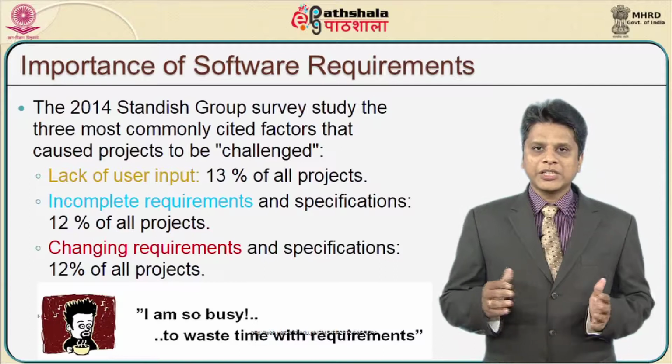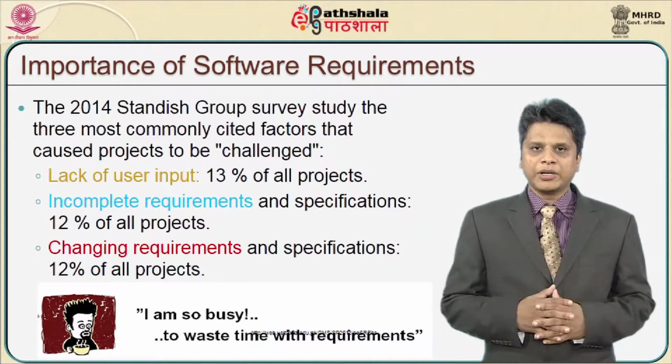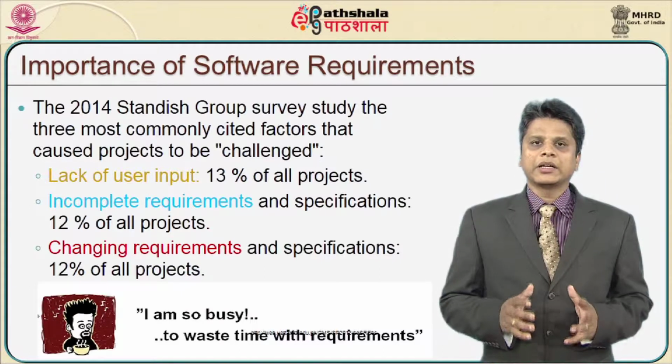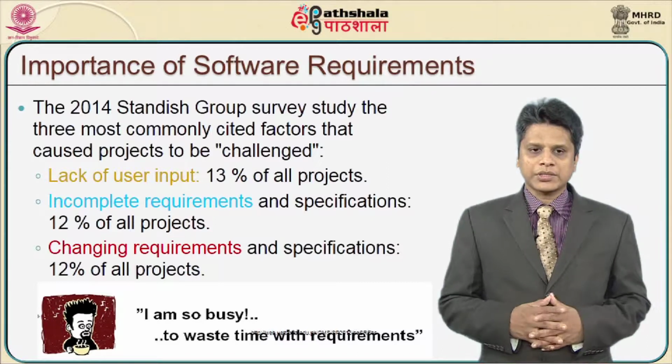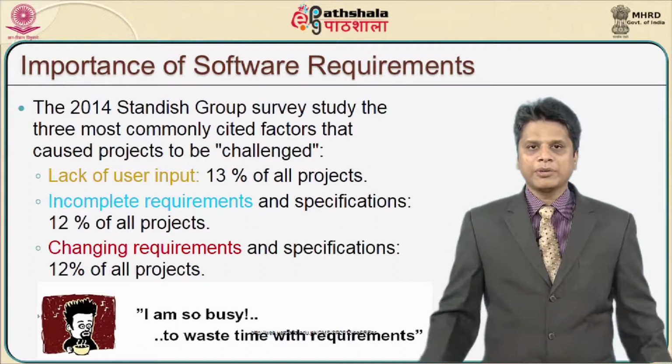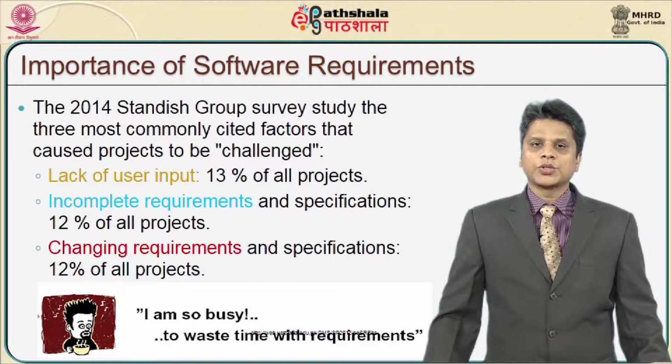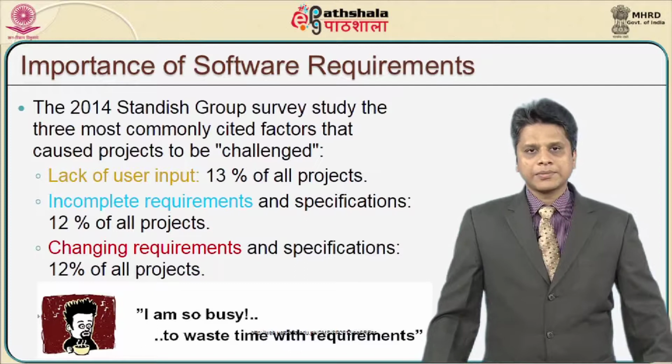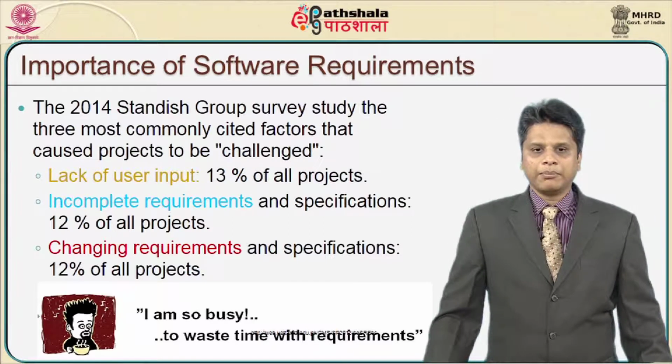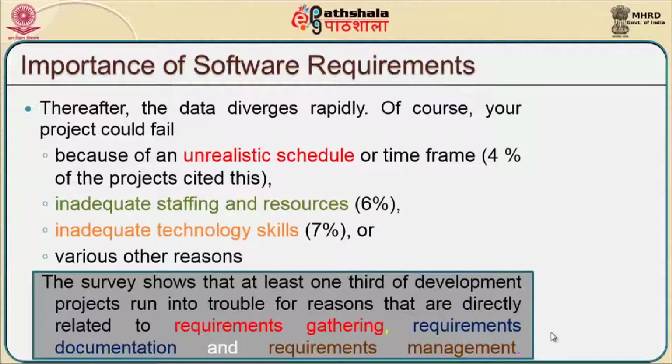If the project duration specified is 2 years for its development, this project can change between those 2 years. So there will be change of requirements and specifications. So 12% of all projects will be taking its failure time. So what is important about this software requirements?